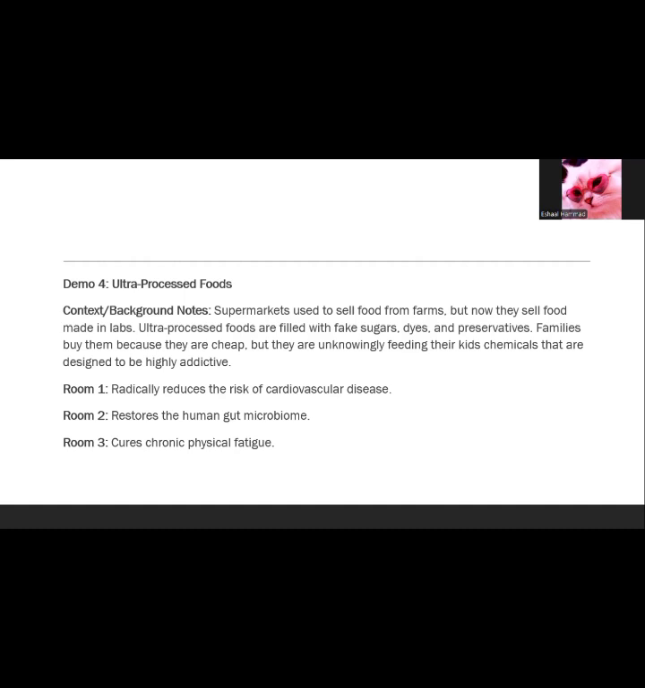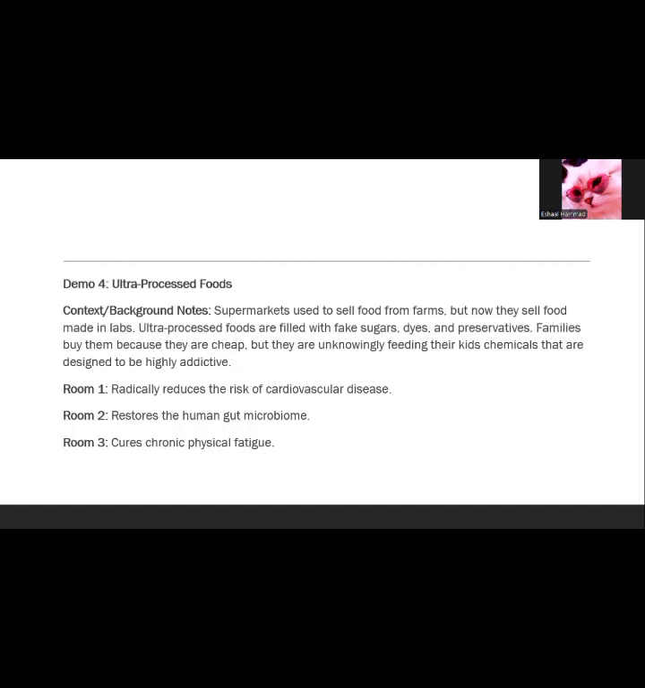Okay, so number one, it radically reduces the risk of cardiovascular disease. Number two, it restores the human gut microbiome. And three, it cures chronic physical fatigue. So now we are going to make the thesis statement by understanding the three rules.